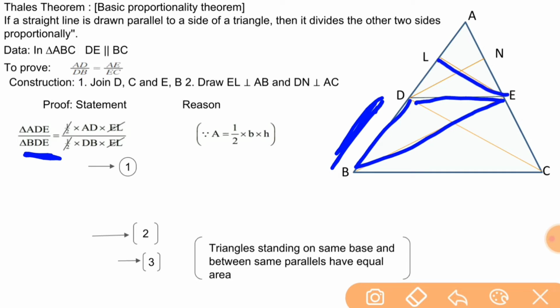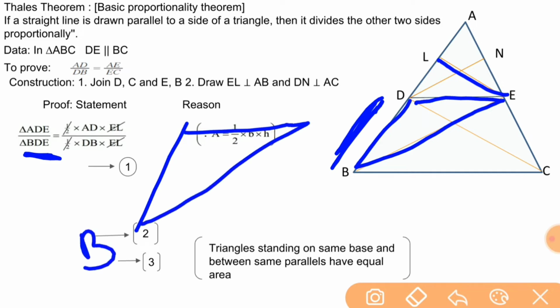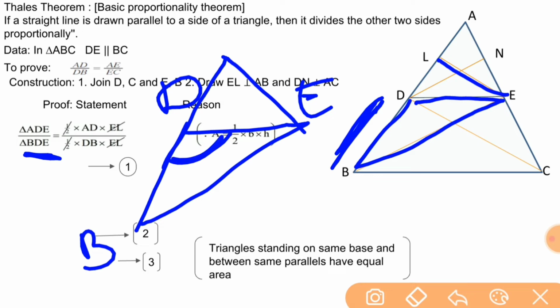Because BDE is a scalene triangle, that is an obtuse angle triangle. What is an obtuse angle triangle? That is, one angle is more than 90 degrees. Here triangle BDE, I am going to draw separately. BD is here. And why is the altitude outside that triangle? Because this is an obtuse angle triangle. Obtuse angle triangle means this angle, which I am showing.